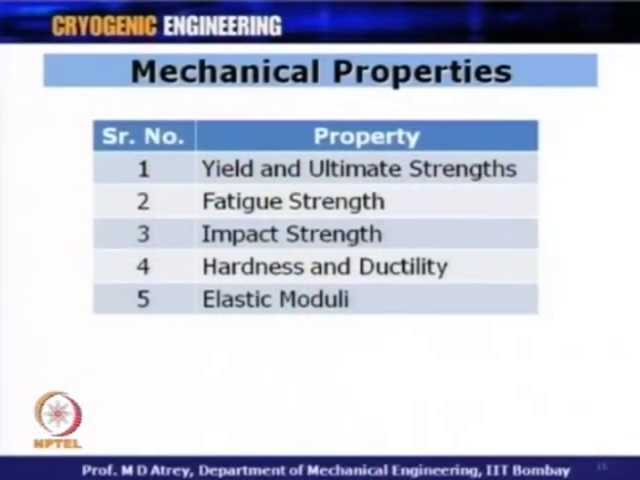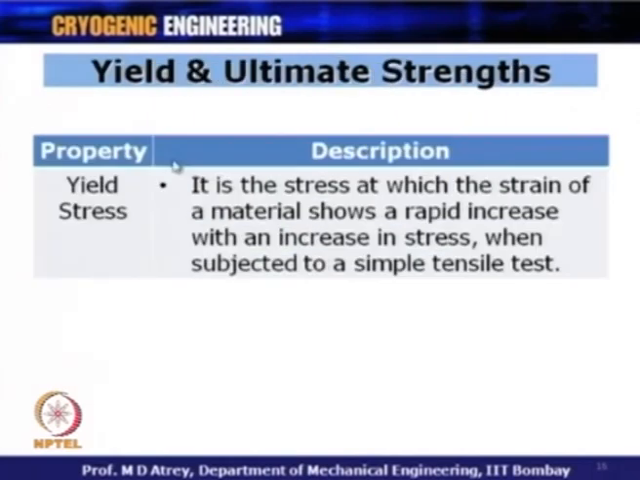In the next lecture, maybe we talk about the thermal properties and the electrical and magnetic properties. Now, these are the 5 mechanical properties which we will discuss in this particular lecture for different materials. First, we will come to the yield and ultimate strengths of the material. Just to redefine those properties which we just saw, what is the yield stress? It is the stress at which the strain of a material shows a rapid increase with an increase in stress value when subjected to a simple tensile test.